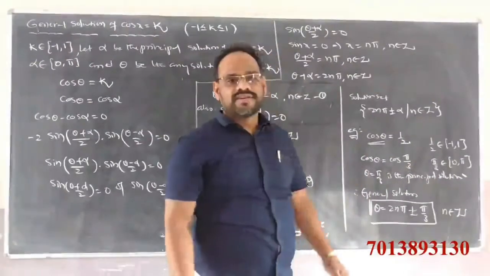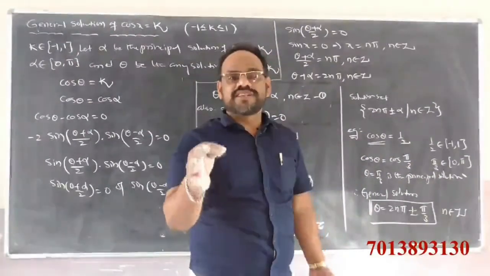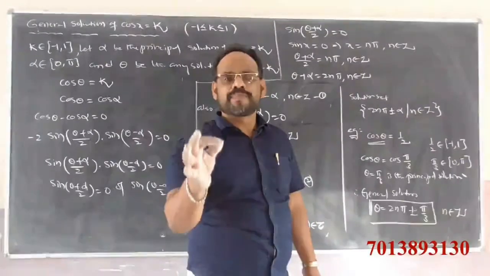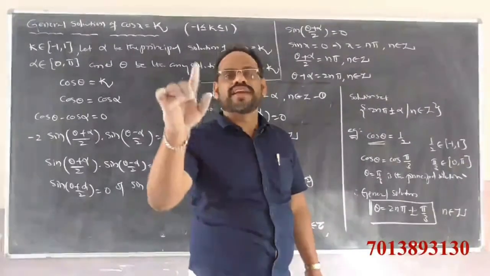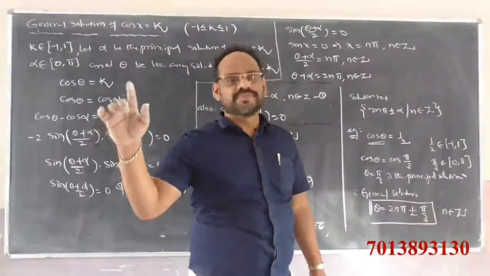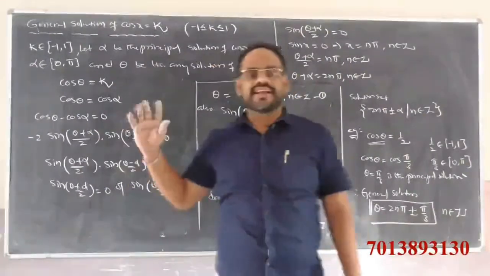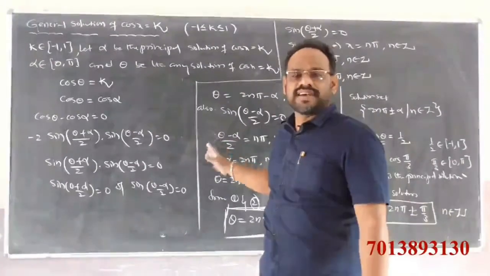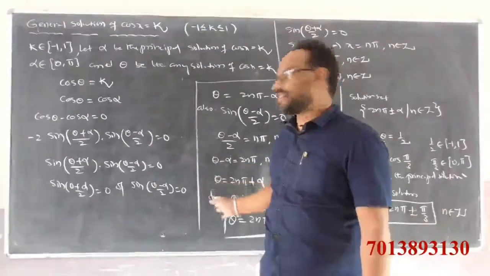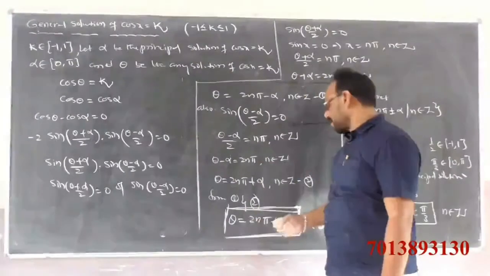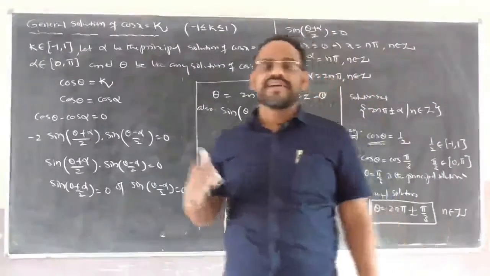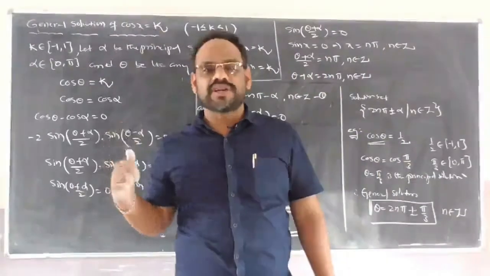The general solution of sin x equals k is n pi plus minus 1 whole power n into alpha, where n belongs to Z. What is the general solution of cos x equals k? That is clearly theta equals 2n pi plus or minus alpha, where n belongs to Z, the general solution of the trigonometric equation cos x equals k.